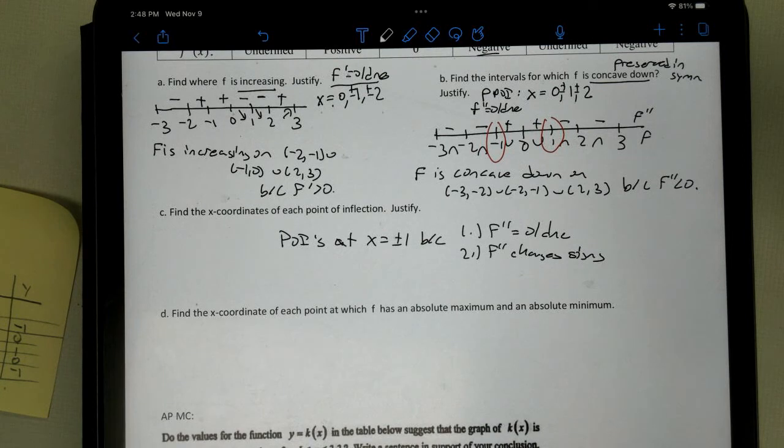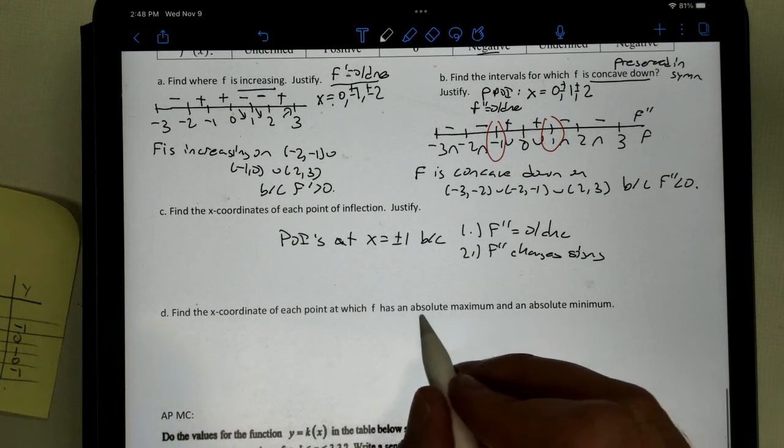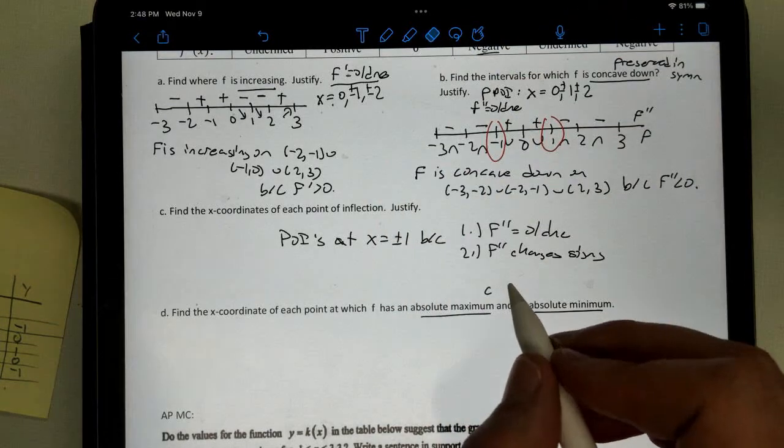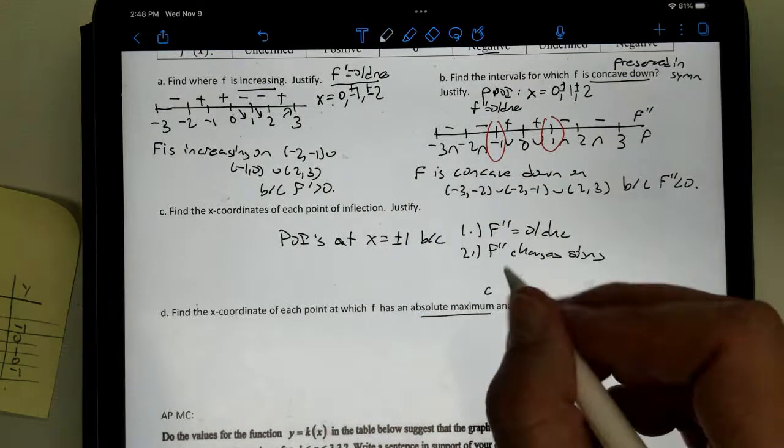Now, the next question says find the x-coordinate of the absolute maximum and absolute minimum, and yeah, this is our candidates test. Can't spell candidates, right? So this is going to be our candidates test.